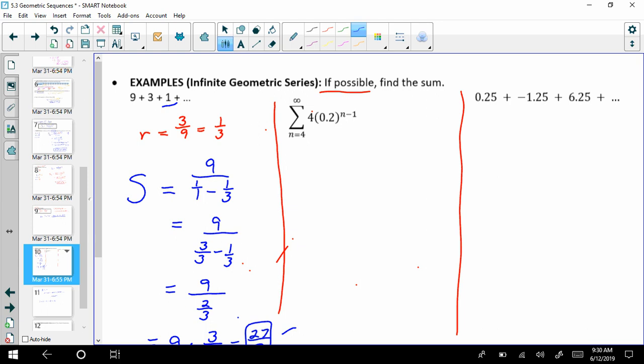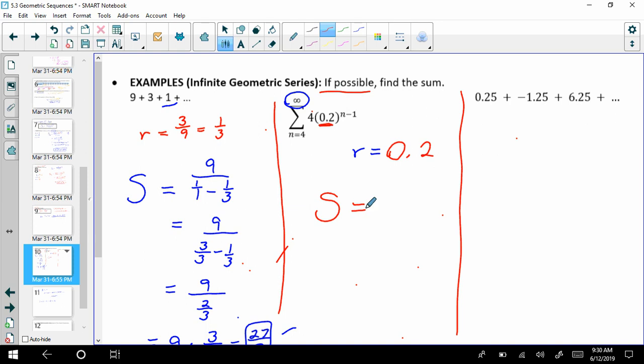So find this sum. I know it's an infinite sum because notice the top, my ending number is infinity. So let's first figure out r, because that'll tell me if it's even possible. Remember, when it's in this form, r is what is being raised to the exponent. So we already know r is 0.2. Is that smaller than 1? Yes. So that means it is possible to find this sum.